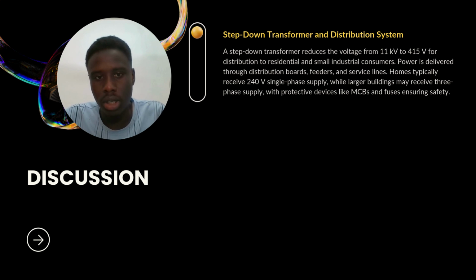A residential consumer usually receives 240 volt single-phase supply, while large buildings and industrial users may receive a three-phase supply. Protective devices such as MCBs and fuses are used to ensure safety and protect the system from faults.